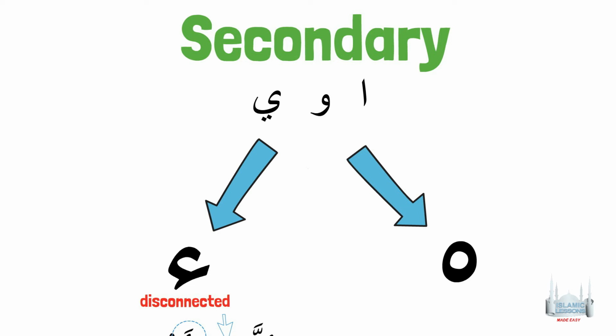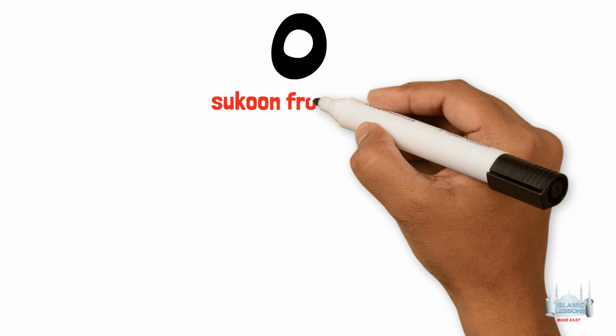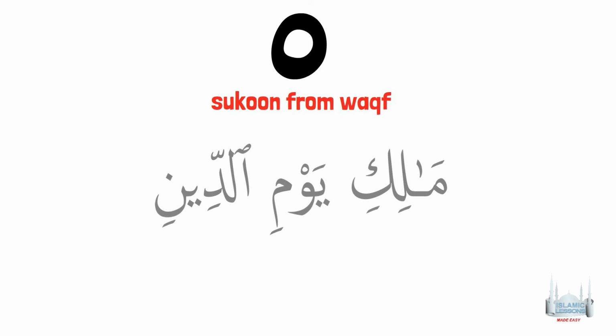Another time where you have to lengthen the mad is when you see a Sukoon after the long vowel. In this situation, we also have 2 scenarios. The first scenario is when we create a Sukoon when it comes to the rules of waqf, i.e. stopping, as explained in our Tajweed videos. For example, we see a long vowel.